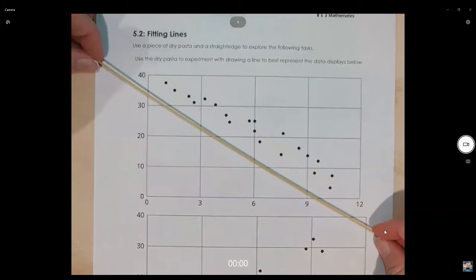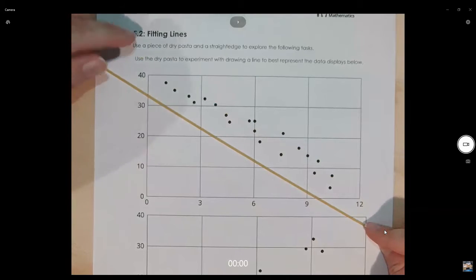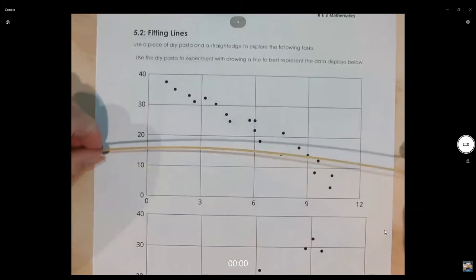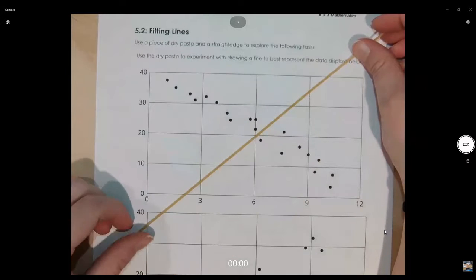So if I were to tell you that this line right here represented that data, you would laugh at me because it doesn't go through any of those points. Or if I told you this one, because it's not slanted the same way that the data is.